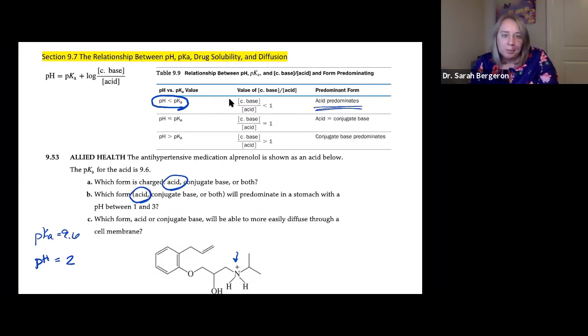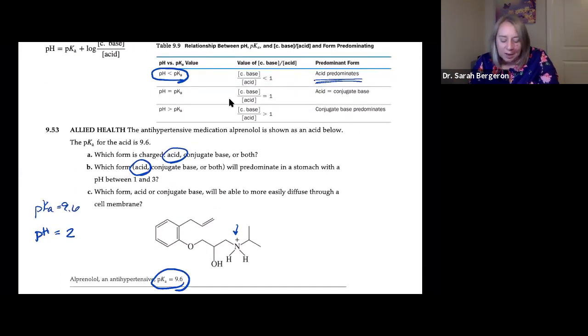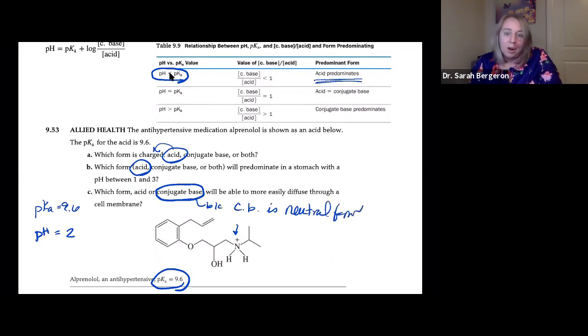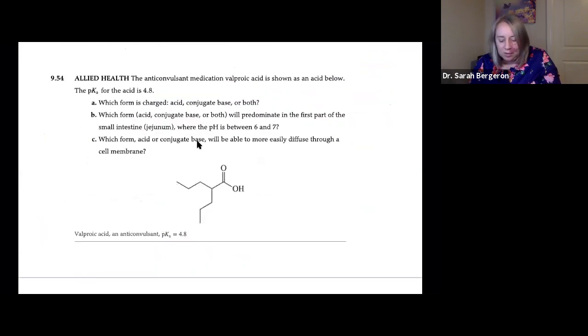Which form, acid or conjugate base, will be able to diffuse through a cell membrane? Well, if in the acid form it's charged, it's not going to be able to go through the membrane. It's not going to happen. And so what you're going to need is to change it to the conjugate base before you can diffuse. So we need the conjugate base because it is neutral, because the conjugate base is the neutral form, right? Okay, so let's go down.